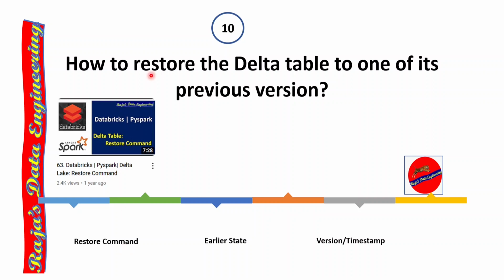So in order to perform restore, we have to use the restore command. This is just restoring the Delta table to one of its earlier states. And in order to restore, we can use either a version number or a timestamp.